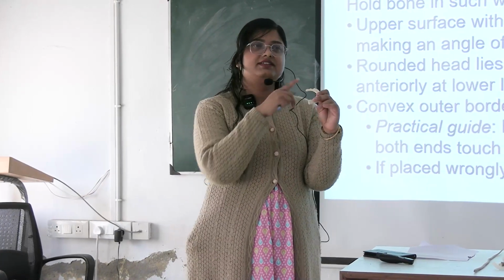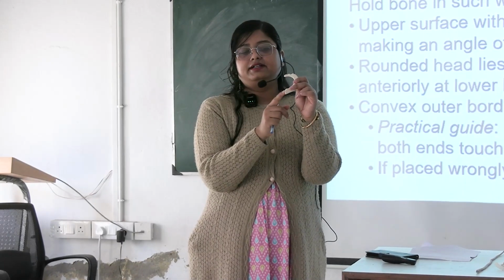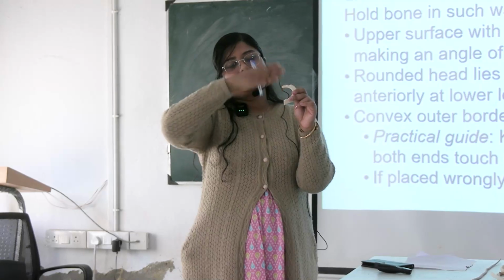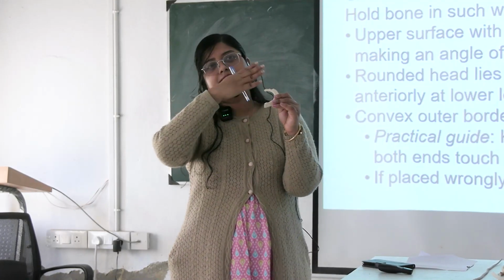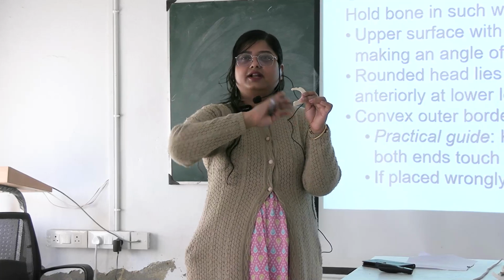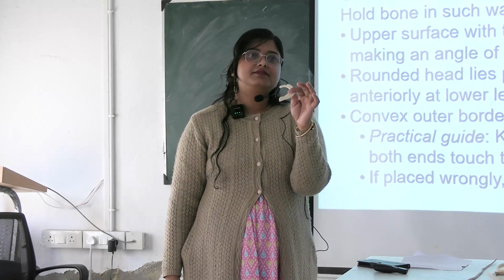Hold it with the same hand to which side it belongs. Head will be above, anterior end will be downward, and the flat surface of the rib will form an angle of 45 degree with the horizontal plane. So this will be the anatomical position of the first rib.